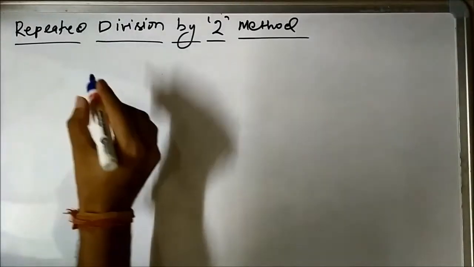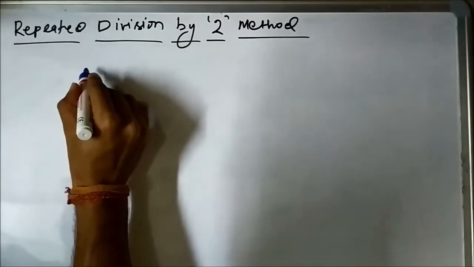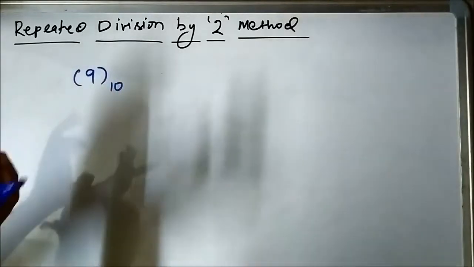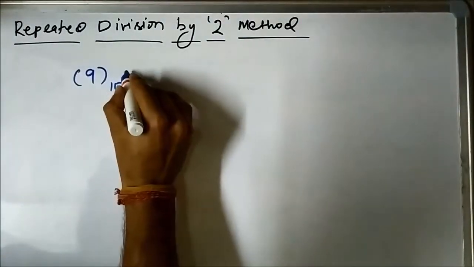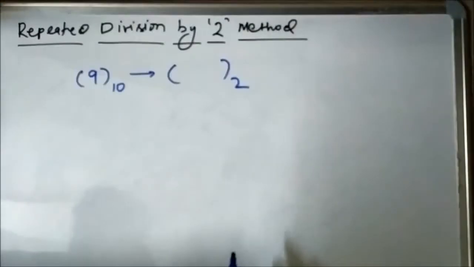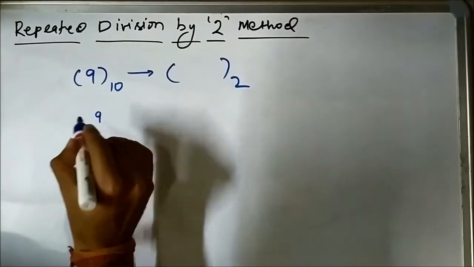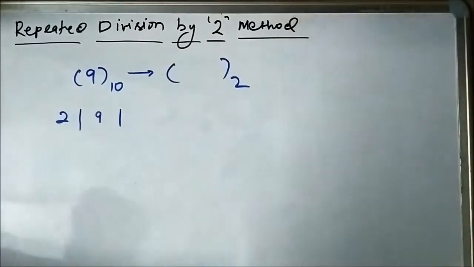So let us take a simple number first. Let's say we take 9. For the purpose of making you understand, I am taking 9. We can take a higher number, but let's just start with 9 and convert it into binary form. In the repeated division by 2 method, we take 9 and divide it by 2.